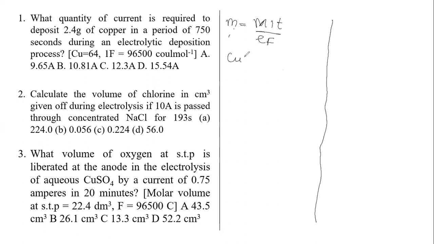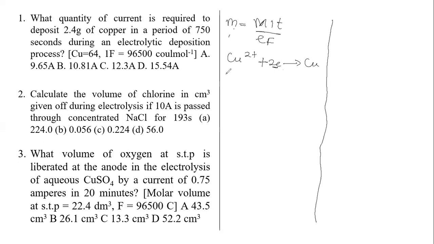When you are talking about copper, copper will exist in the form of the ion, Cu2+, plus 2 electrons giving us copper. So this electron number is 2. F is 96,500 coulombs. All right, so let's put in everything and make I the subject.